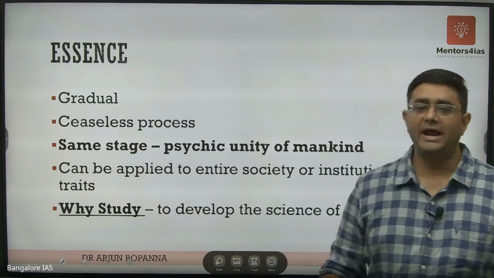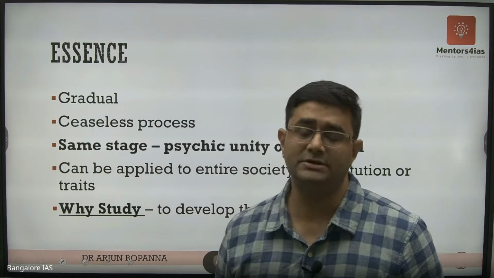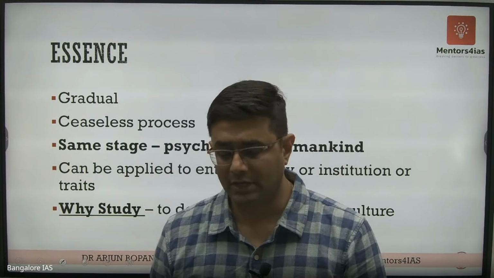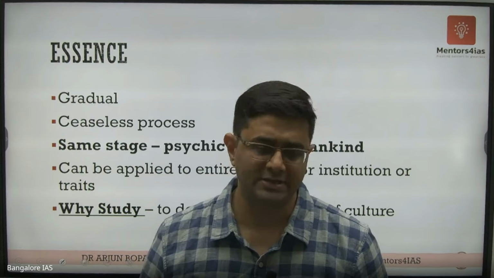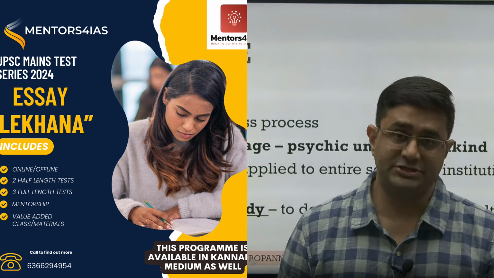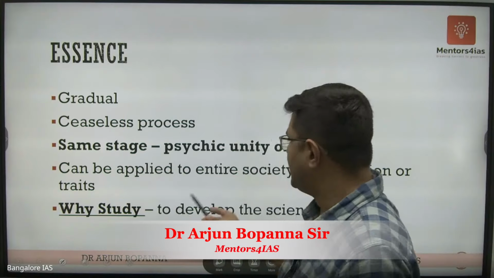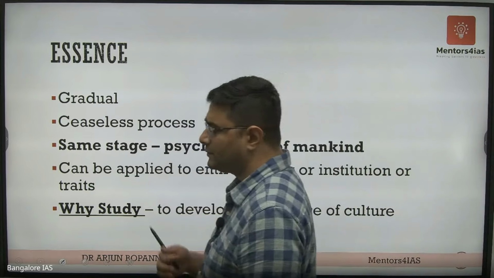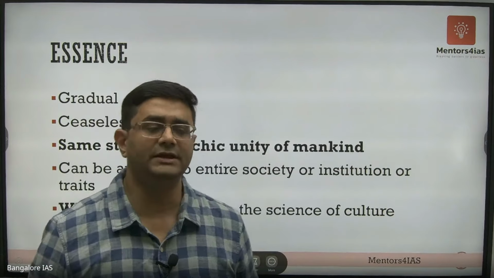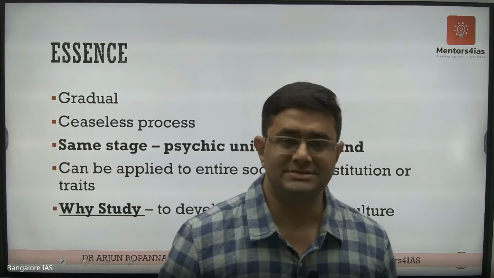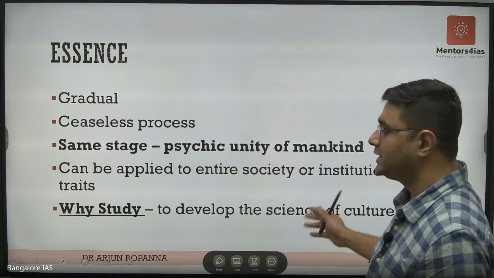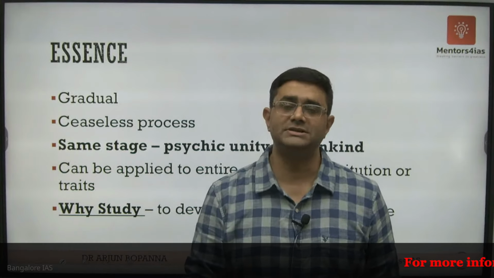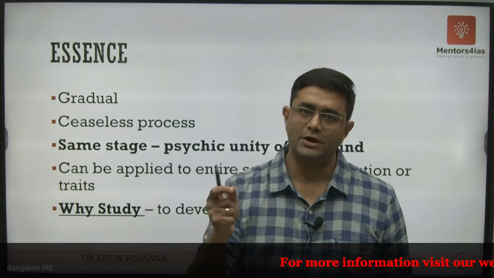Then it can be applied to a particular cultural element, or it can be for the entire society. So we can use this idea to study the evolution of marriage, or if you want to study the evolution of kinship, you can do that. So it can be applied for the entire society or a particular institution or a trade or whatever. So why do you study it? The basic objective of these studies was to make anthropology a science, the study of culture a science. They wanted to develop a science. The law, according to them, is that every society evolves in a single line from savagery and barbarism to civilization.